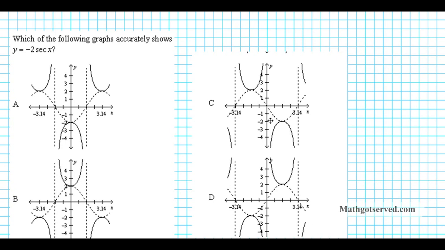Let's shift our attention to the next question. It says, which of the following graphs accurately shows y equals negative 2 secant x? So we have 4 asymptotic trig functions, and their asymptotes are determined either by sine or cosine. Okay, so let's go over those real quick. The 4 asymptotic trig functions are tangent, cotangent, secant, and cosecant.